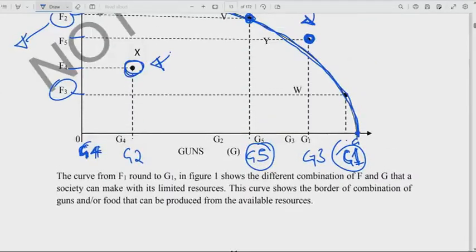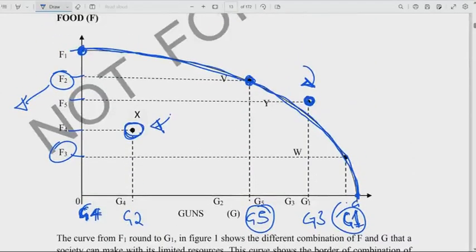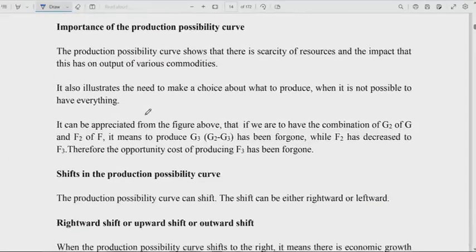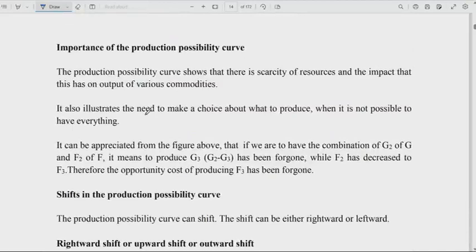So it's supposed to be within this line, right? This line. That's where the maximum is. Outside the line, it's unattainable, unless the resources have been increased. Within, that means you're underutilizing the resources, right? So let's look at what the importance of this production possibility curve or frontier is.